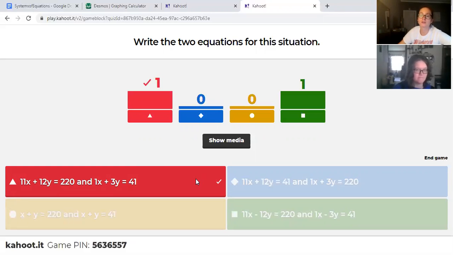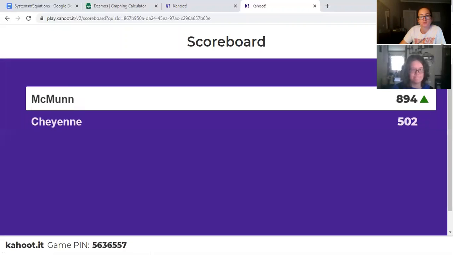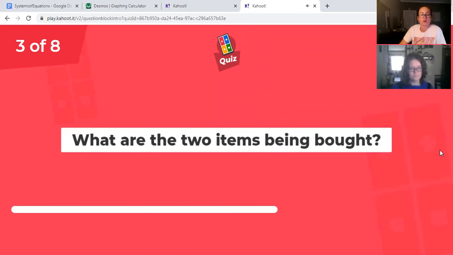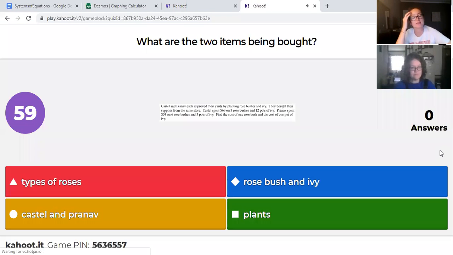Yep, so whenever you're adding something for a cost, you use the plus sign. If it was like saying that you were taking it away, then you could use the minus. But you're combining it for a total cost, so it has to be plus. All right, we're neck and neck. All right, what are the 2 items being bought here?